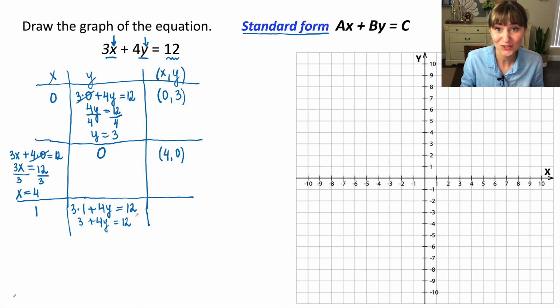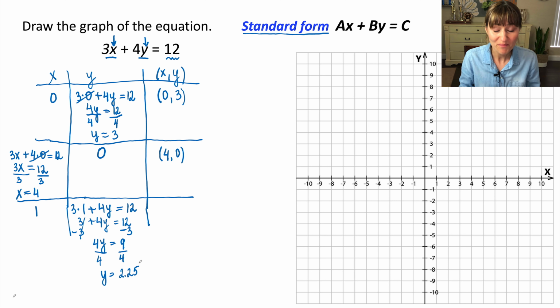So 3 times 1 is 3, plus 4y equals 12. Now we have to solve this equation, right? How do we do it? We subtract 3 from both sides. We are left with 4y equals, because 3 minus 3 will go away, and on the other side, 12 minus 3, which is 9. To find y, we will divide both sides by 4, and y equals 2.25. Not a whole number, but that's okay.